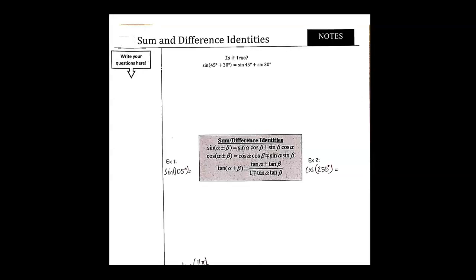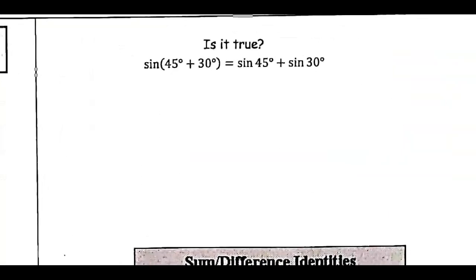In today's notes, we're going to look at how to use the sum and difference identities. So before we start actually using those identities, let's just ask a question at the top. Is this statement true? Is sine of 45 degrees plus 30 degrees equal to sine of 45 degrees plus sine of 30 degrees? It may seem like a simple yes or no, but let's just double check it.